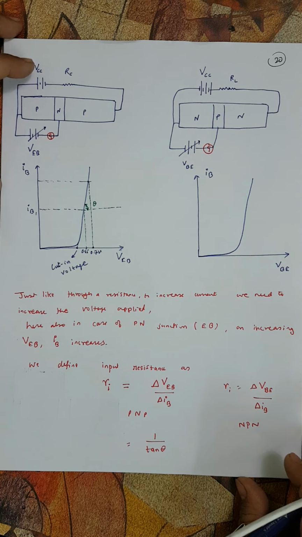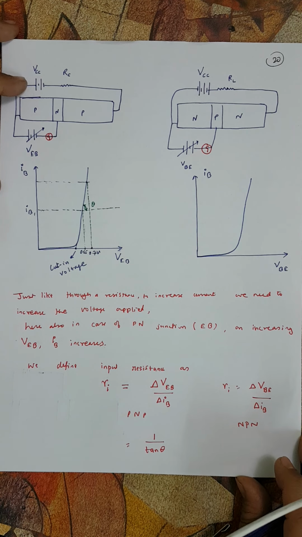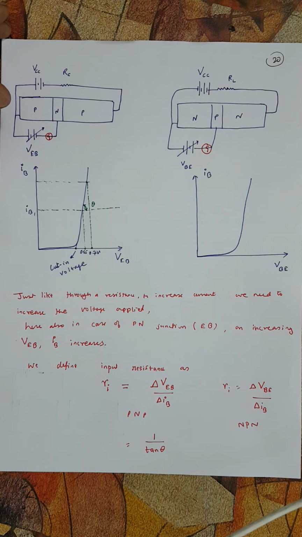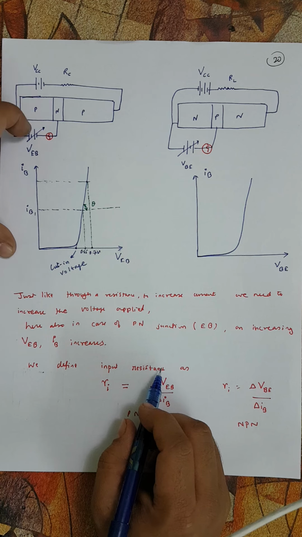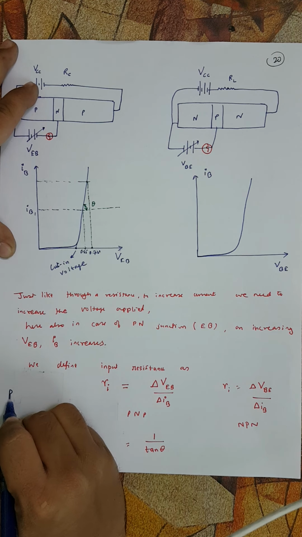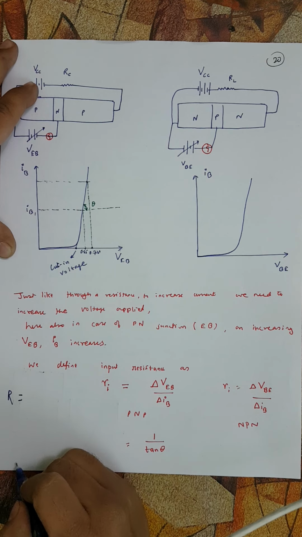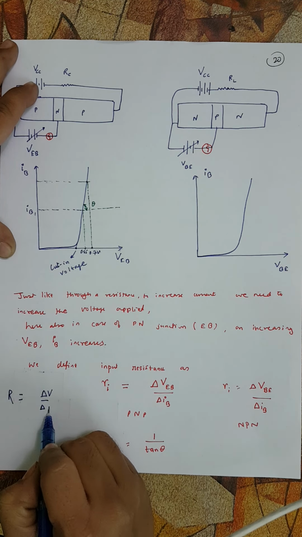So what we do is we define something called input resistance. Just like across a resistance, if we want to get an increase in current, then we require an increase in the potential difference, isn't it? Similarly, we define the input resistance of a base emitter PN junction. So generally, how is the resistance defined? The resistance is defined as the increase in voltage required to get the increase in current.